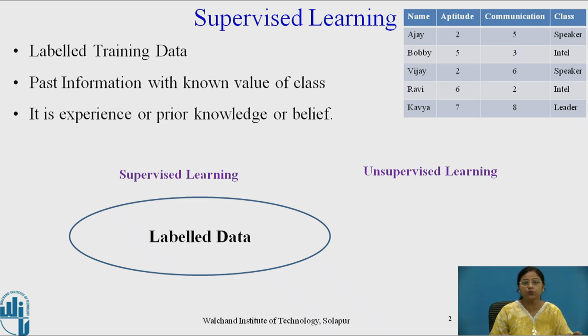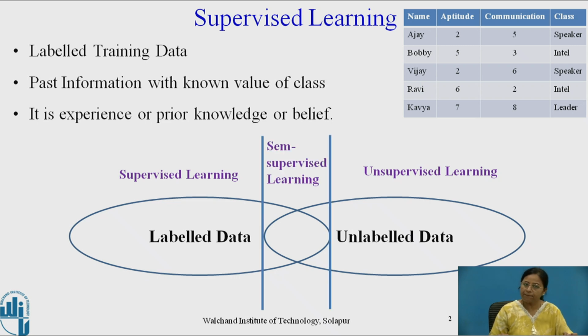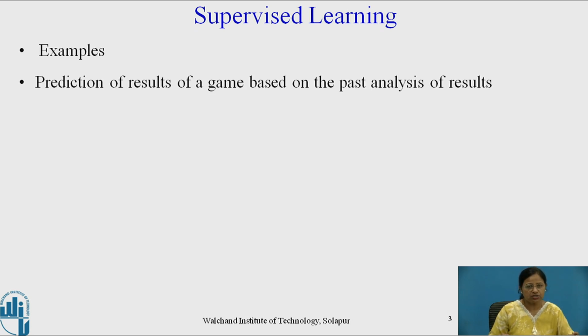In contrast to this, we have unsupervised learning also, which does not contain labeled data and contains only input variables. That is called unlabeled data. Here we don't have an output variable. We need to identify the output variable based on different techniques. There is one more learning technique called semi-supervised learning, which uses some part of labeled data and some part of unlabeled data.